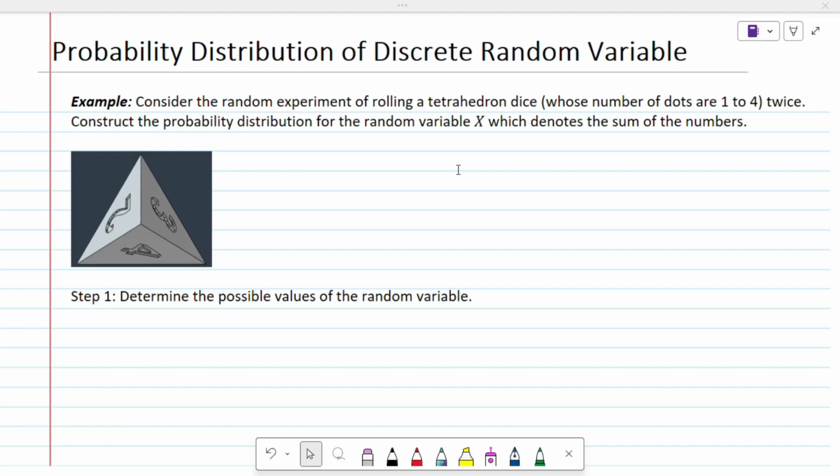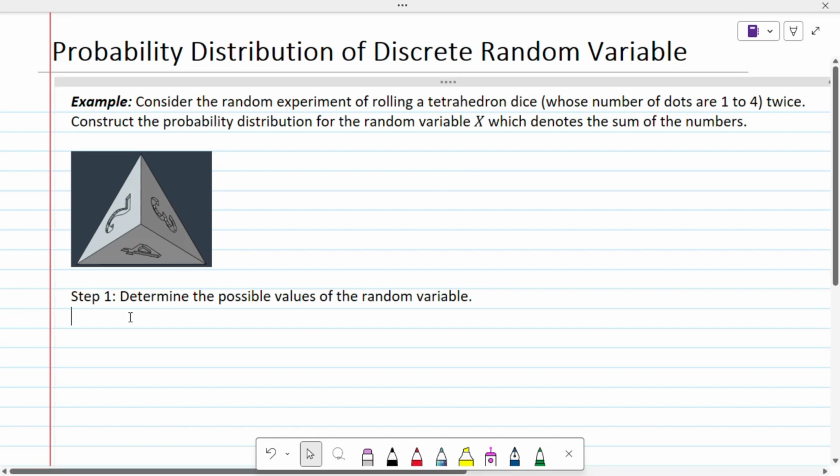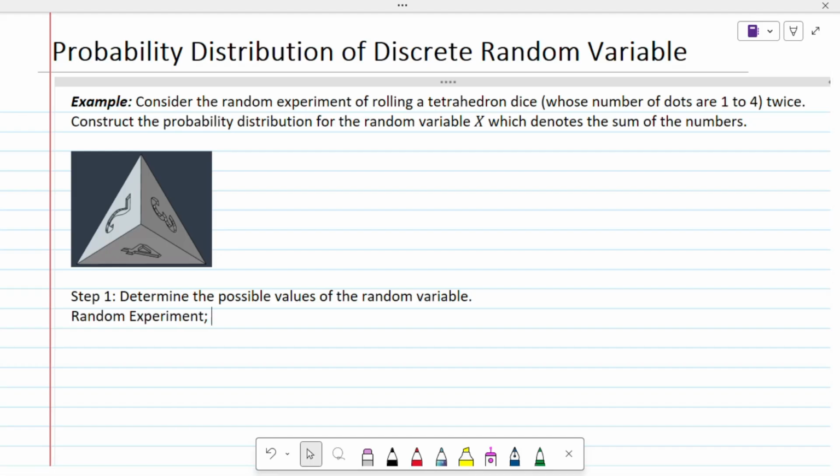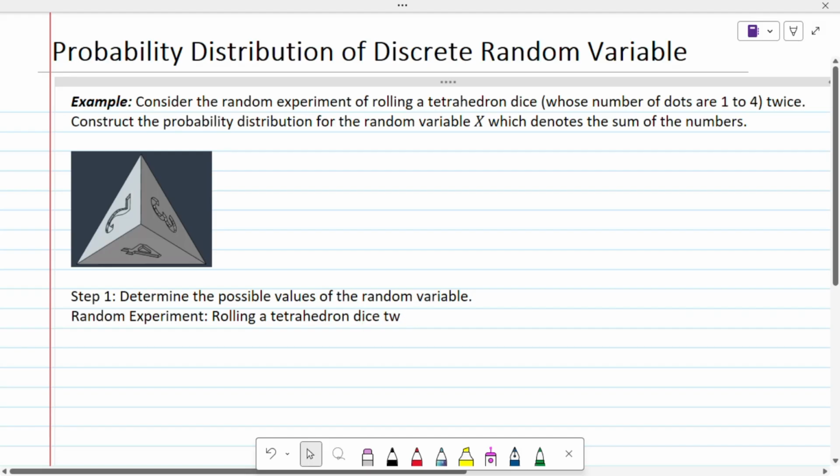So the first step we are going to do is to determine the possible values of the random variable. And remember, to determine the possible values of the random variable, we are going to determine the sample space of our random experiment. So for this particular example, our random experiment is rolling a tetrahedron dice twice.